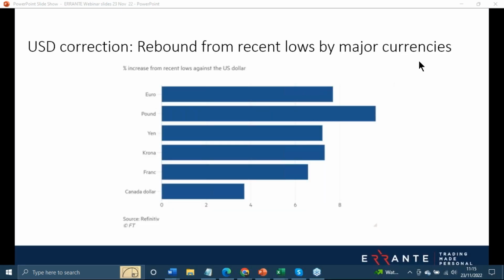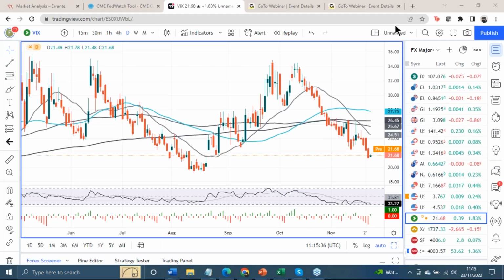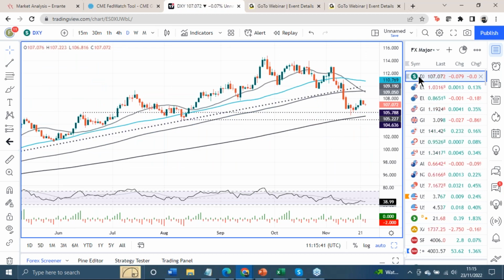So, okay, if we just look at some of the technicals now, bear with me 1 second. Let's firstly look at the DXY.